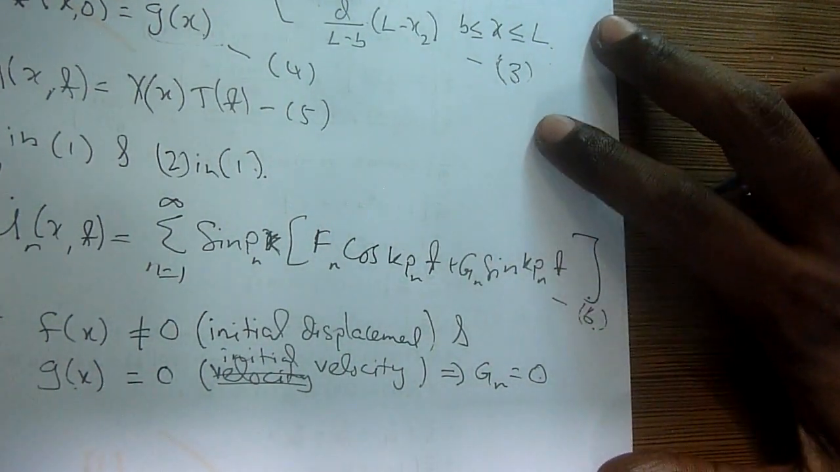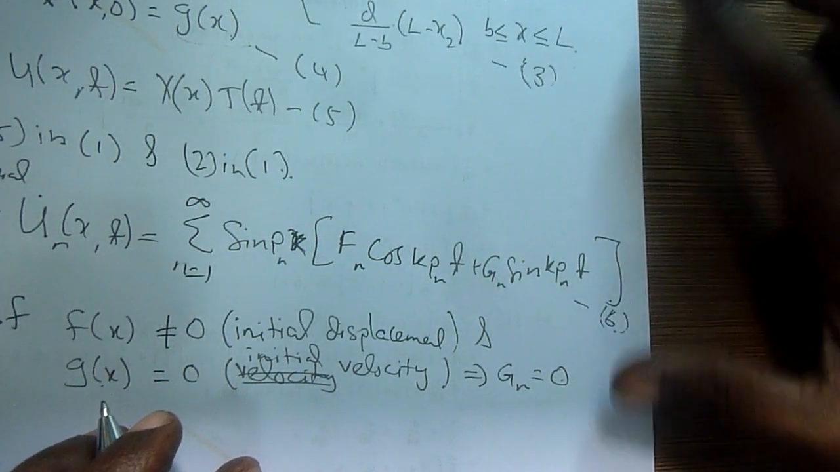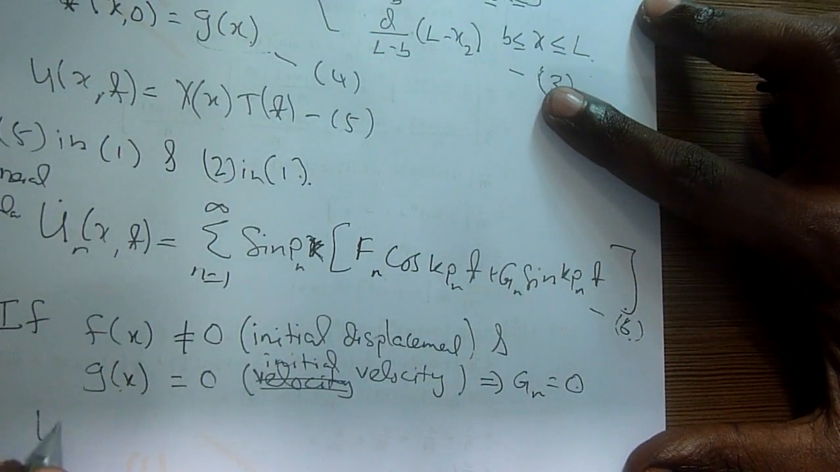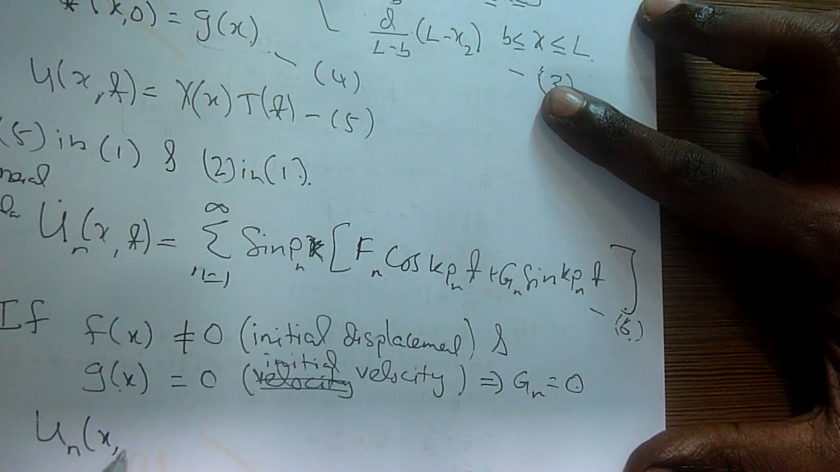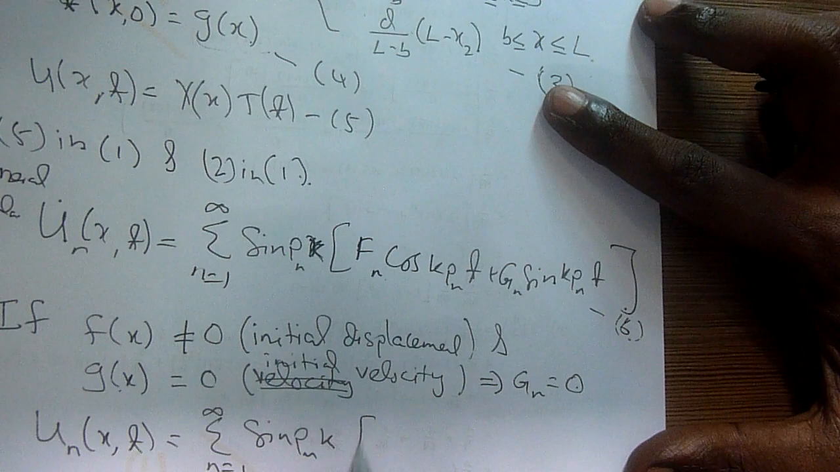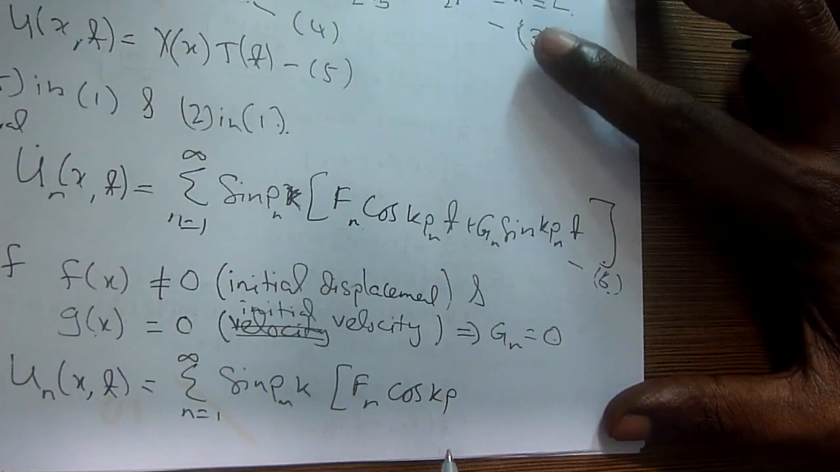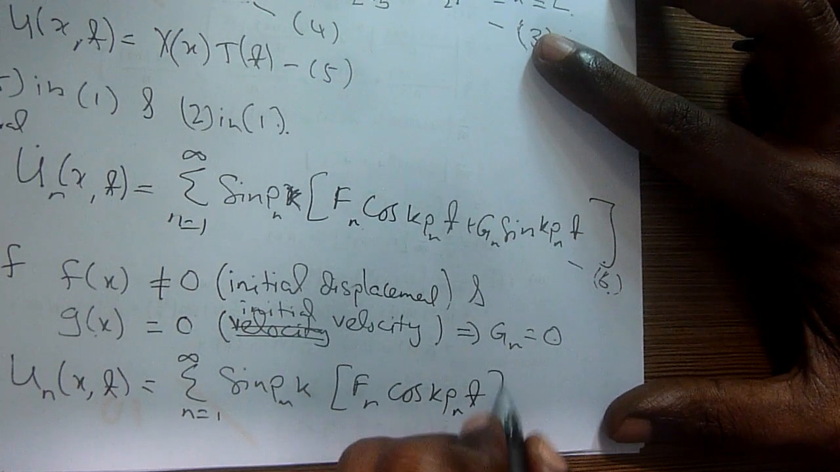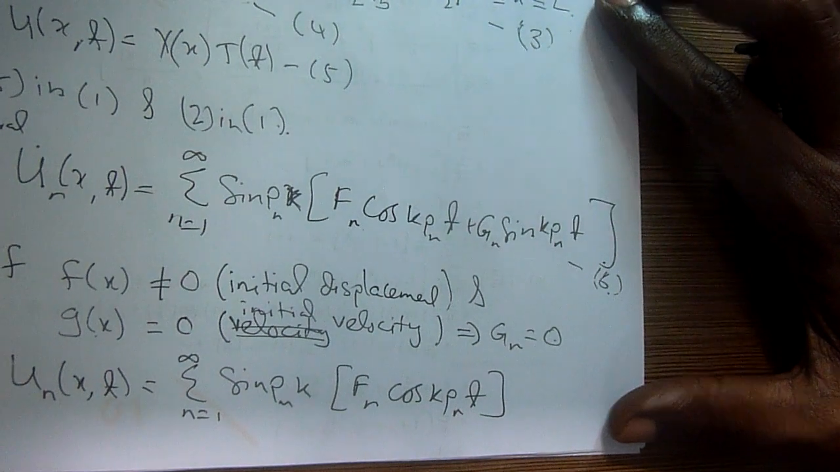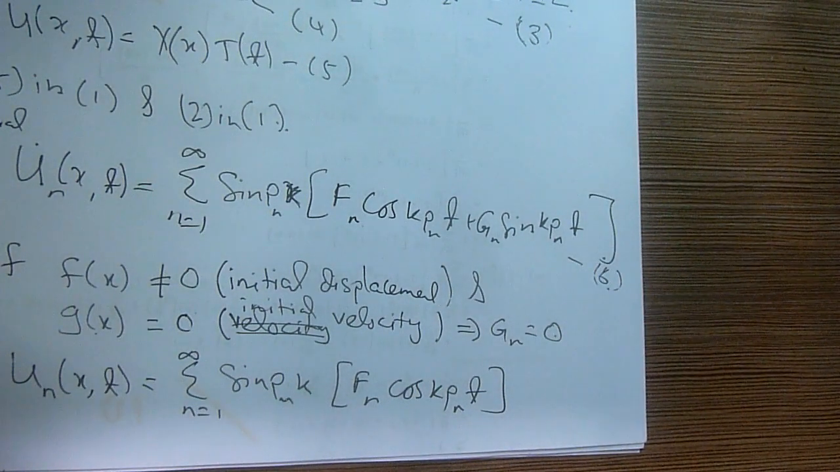Therefore, your equation automatically becomes Fn only. If the case is something like that, for your concentration, you just solve the sine pnx, with this Fn only. I'm just showing the equation, I'm not changing anything in that position. Gn disappears.